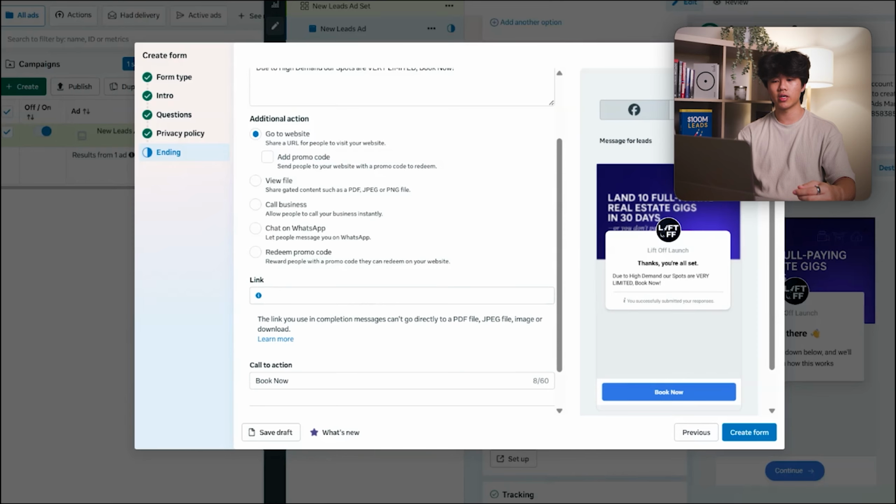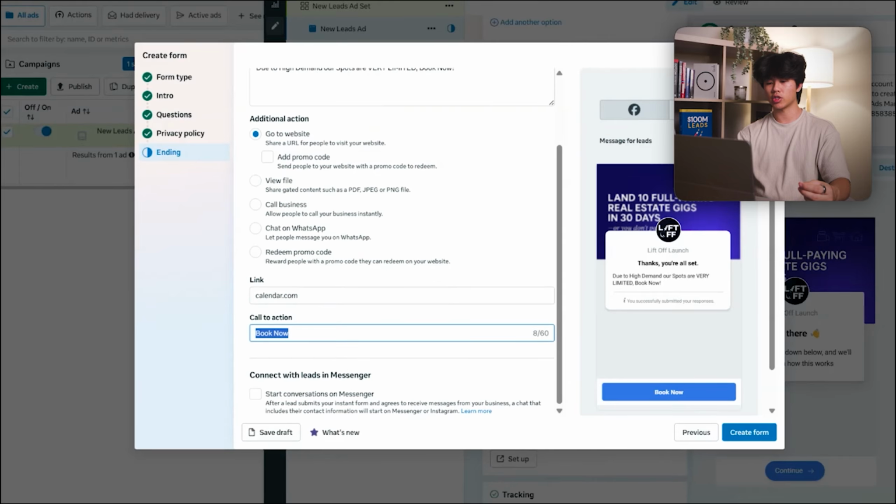And then what you're going to do here is paste a link of your calendar. Whatever your calendar is where they can directly book, that is where you're going to put your calendar link. And then the additional action is going to be go to website, so that way you can put the link in and then put in the call to action. So it says connect with leads in Messenger. You don't have to worry about that. Don't talk to them in Messenger. Just give them a phone call once they input the form or do a direct booking. And then we click create form.